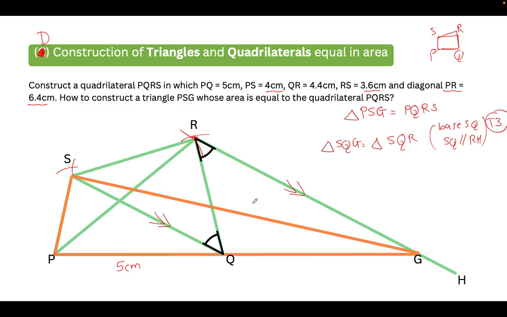Okay. Now if we add the area of triangle PQS on both sides, then we will have SQG plus PQS, that is PSG, and SQR plus PQS is equal to PQRS. So this is how the areas of the triangle and quadrilateral are equal.